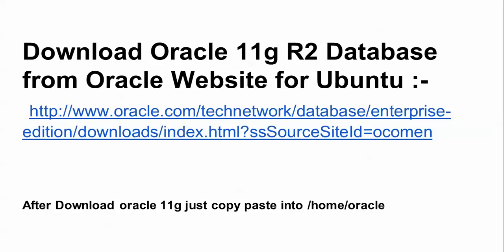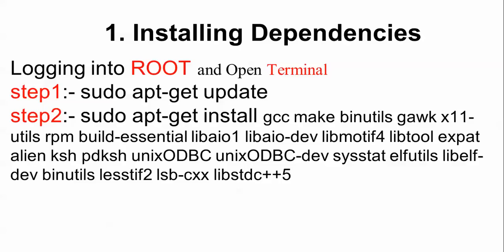After downloading, you need to copy it to /home/oracle. Oracle is the username we create during the process. In that, you need to copy and paste this downloaded file. After that comes the first installation part. First of all, we log into root, then we update, then we install the dependencies. These steps and commands you will find below my video in the description box. Every command, every type you can find there.